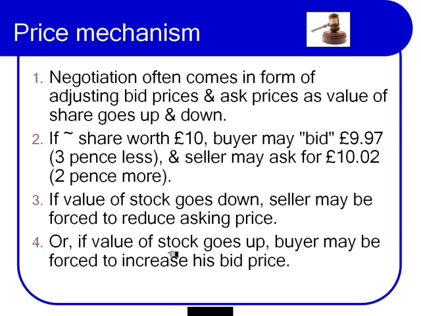If the share price is worth £10, I might bid £9.97. The seller might say, oh no, £10 and twopence. So we've got this price going up and down between demand and supply.